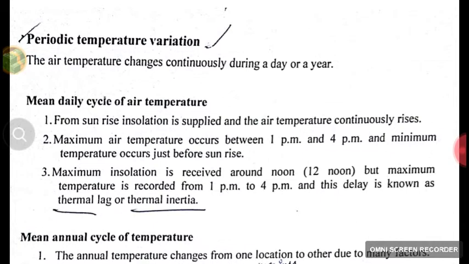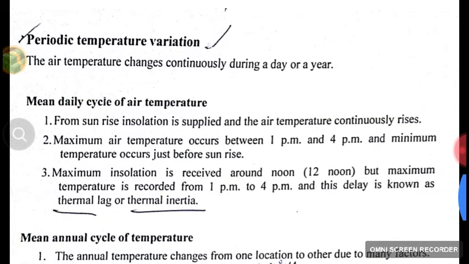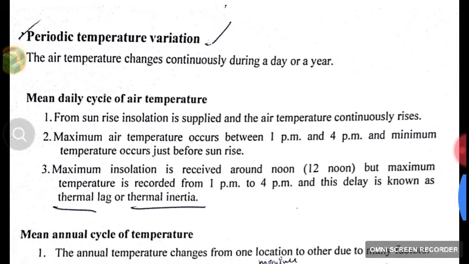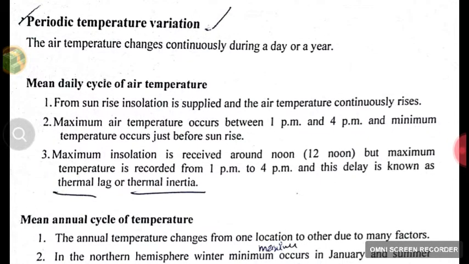Periodic variation. What do you mean by periodic variation? The air temperature changes continuously within a day or a year. This is known as periodic temperature variation. What do you mean by mean daily cycle of air temperature? From sunrise, insolation is supplied and the air temperature continuously rises. Maximum air temperature occurs between 1 pm to 4 pm and minimum just occurs before the sunrise.